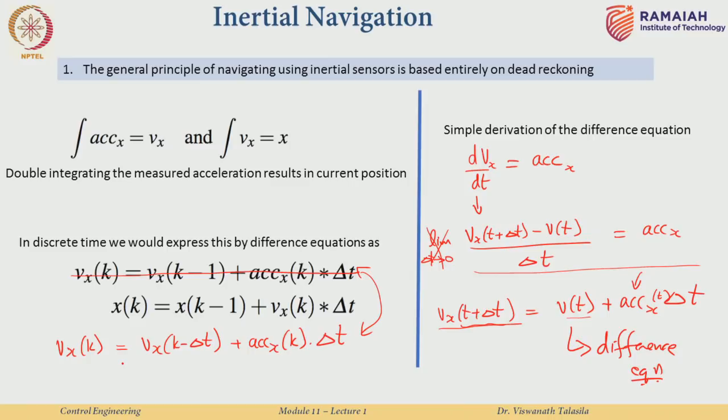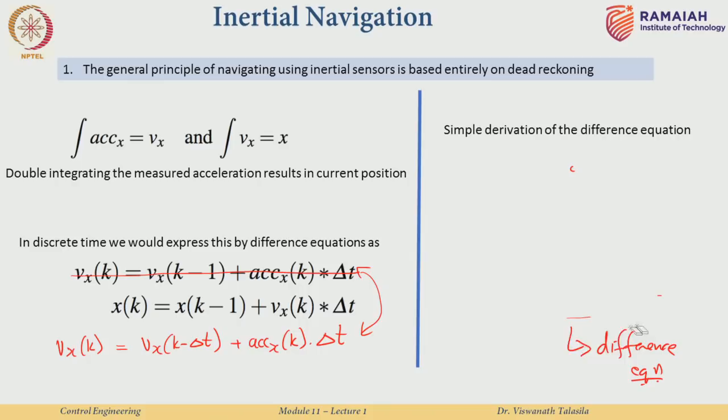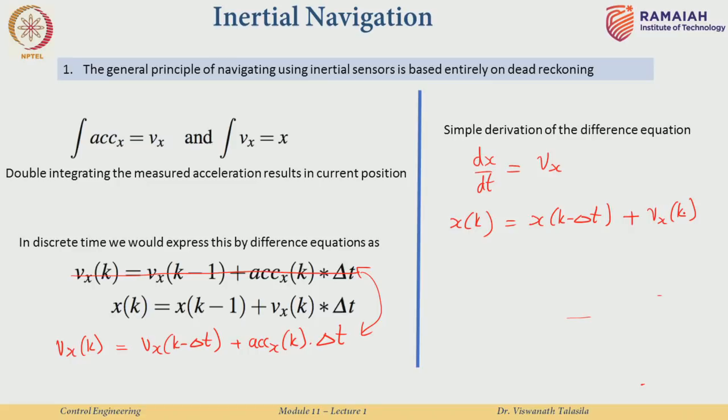In exactly the same way that we have looked at the computation of the velocity equation. Now that we know the current velocity, which we have computed by using the acceleration measurement, we are just going to repeat the same process for computing the position. And that again follows the same rule that dx by dt is nothing but Vx, the velocity. So if I write this in the notation of k's, x of k is nothing but x of k minus delta t, the previous computed position, plus the current velocity, which I have computed from integrating the acceleration before, times the delta t.